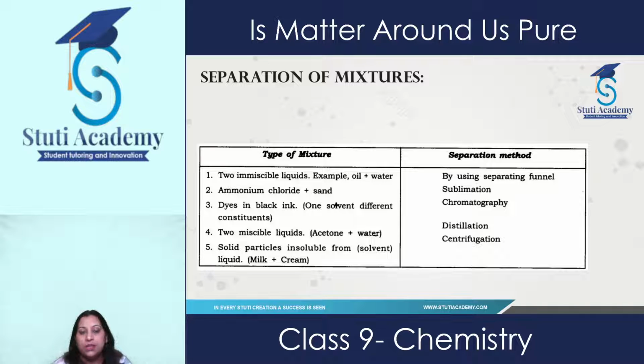Now this table is extremely important because it shows which separation method we are using for different mixtures. If two immiscible liquids are present, we use a separating funnel. If ammonium chloride and sand are there, we use sublimation. If dye is in black ink, we use chromatography. These methods I have already discussed with you.